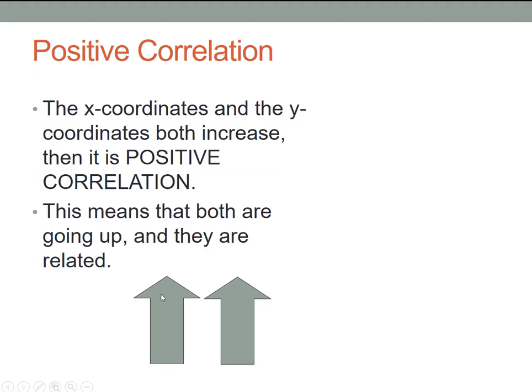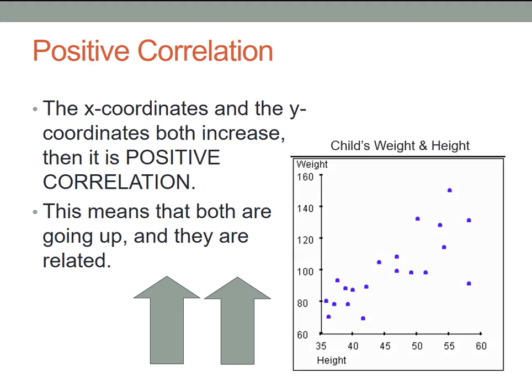And we'll talk about correlation. A correlation is when the x and y coordinates both increase at the same time. So it means they're both going up and that they're related. Here's a nice scatter plot. You can see a child's height and a child's weight. As they're taller, children tend to weigh more. Not always. But in general, as someone is taller, they tend to weigh more.